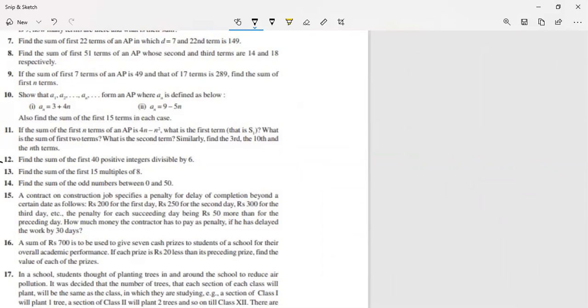Question number 12. Find the sum of first 40 positive terms divisible by 6. 40 terms divisible by 6 means 6 ones are 6, 40 terms divisible by 6.